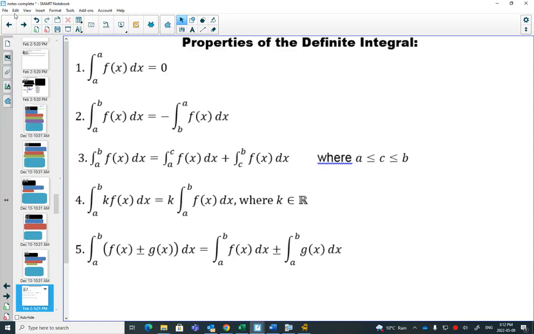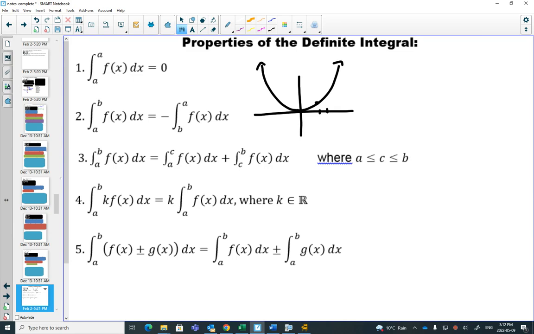Secondly, we saw this already when we did something in the wrong direction. If the integral from a to b is one number, if you did the integral from b to a, that would be a different number. Now, technically, the easiest way to see this is, let's say I take a parabola, right? Here's our parabola, and let's go from 1, 1 to 3, 9.